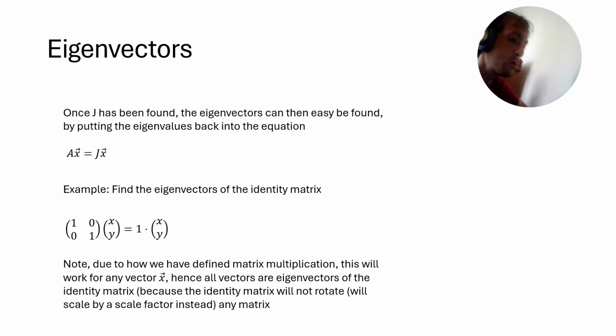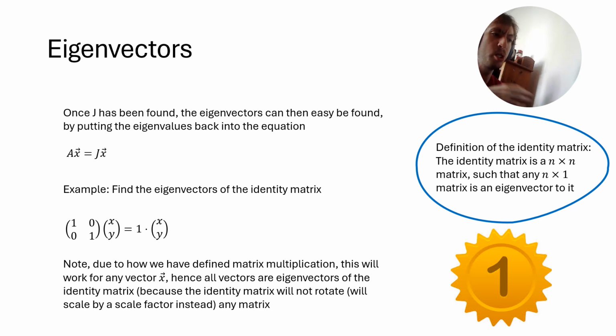So what that ends up saying is that essentially, very specially for the identity matrix, all vectors we can think of are going to be eigenvectors of the identity matrix. Because for any value x and y we pick, a vector with components x and y will be an eigenvector of our 2x2 identity matrix. And so we can actually define the identity matrix fairly abstractly.